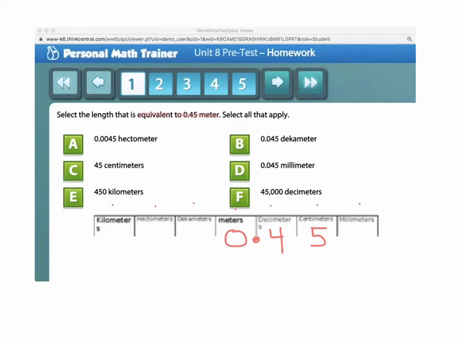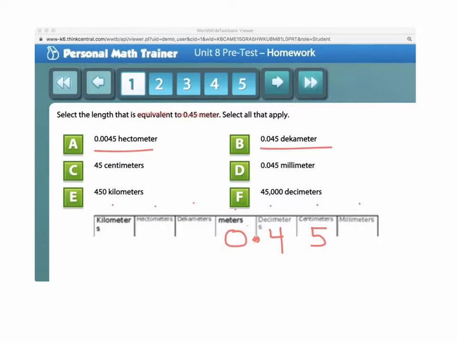Now I'm going to convert to each one to see if it checks out. So I'm going from meters here to hectometers here. So it's going to be a double space. So I'm going to shift the decimal point once and twice and fill in my place value holder. So I end up with 0.0045 or 45 ten-thousandths of a hectometer. So that is equivalent to the 45 hundredths meters.